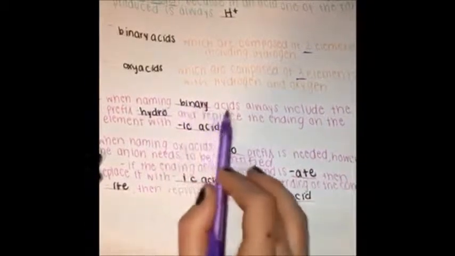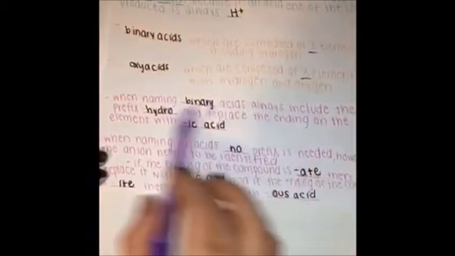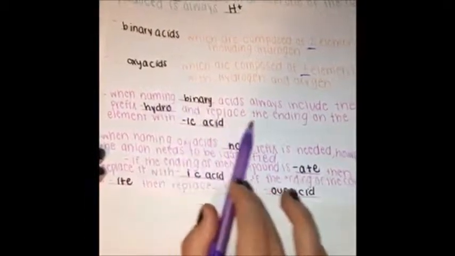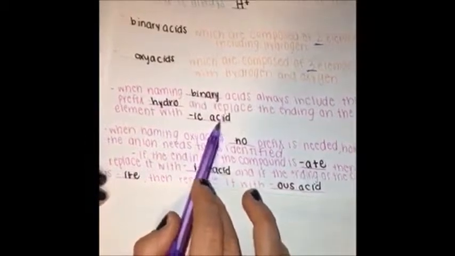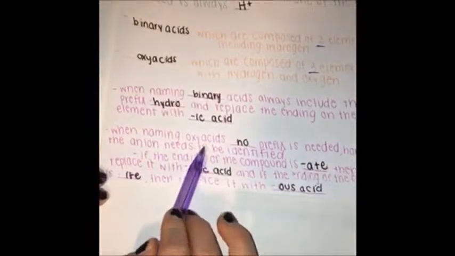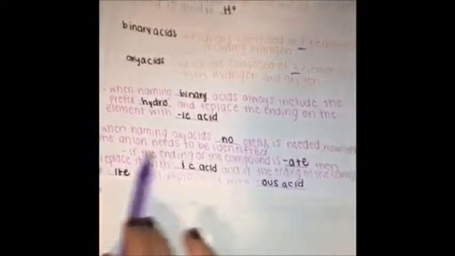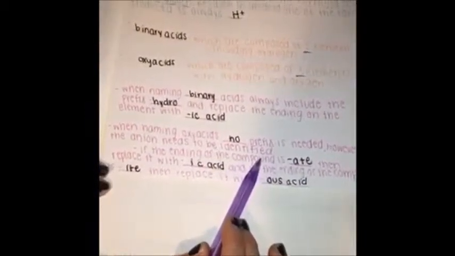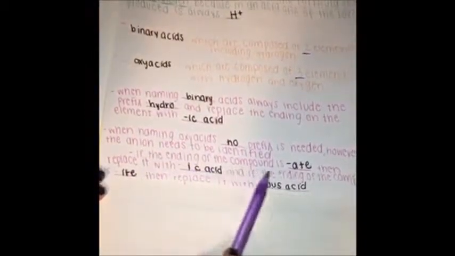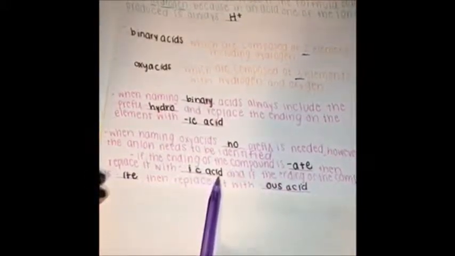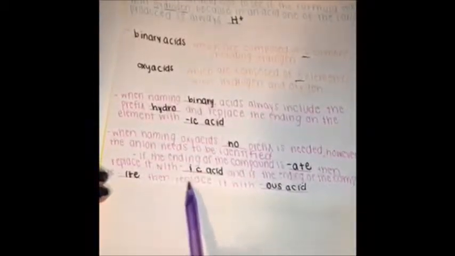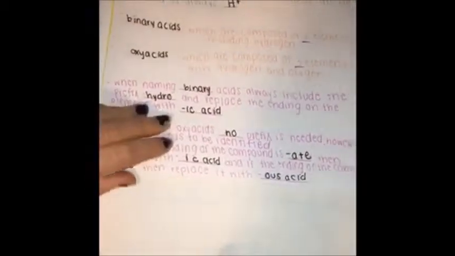When naming binary acids, always include the prefix hydro and replace the ending on the element with IC acid. However, when naming oxyacids, no prefix is needed. However, the anion needs to be identified. If the ending of the compound is ATE, then replace it with IC acid. And if the ending of the compound is ITE, then replace it with OUS acid.